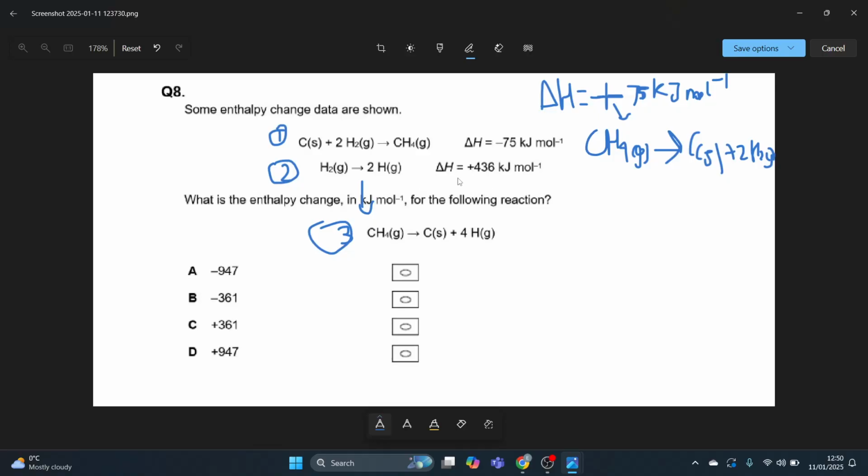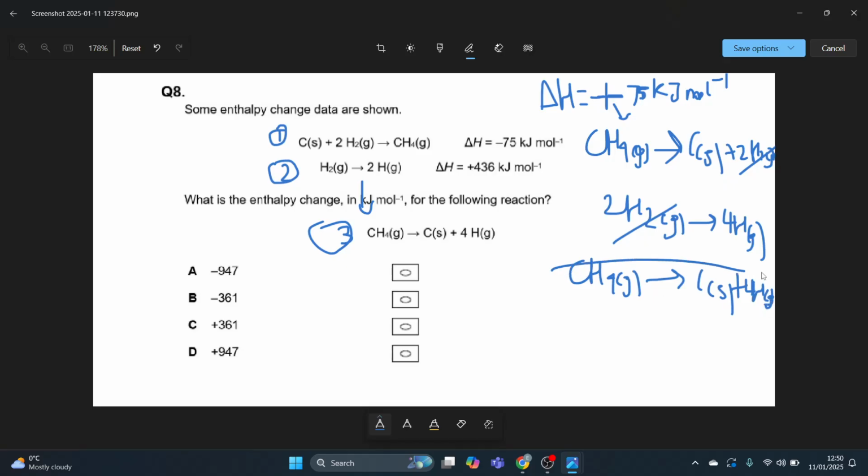For the second equation, I want to times it by 2, so I get 2H2 gaseous arrow 4H gaseous. And now what will happen is that 2H2 gaseous and that 2H2 gaseous will cancel out, and therefore I'll be left with CH4 gaseous, C solid, just adding them together, plus 4H gaseous. And that's exactly what I want for equation 3. So it's a bit of a manipulation: times that equation, reverse the first equation, and then once I've got that, now how do I find out the enthalpy change of that?